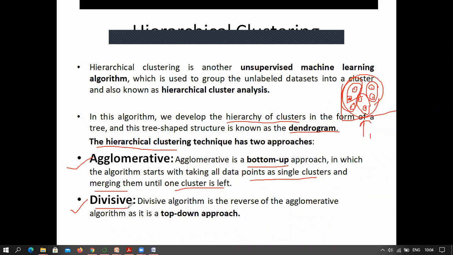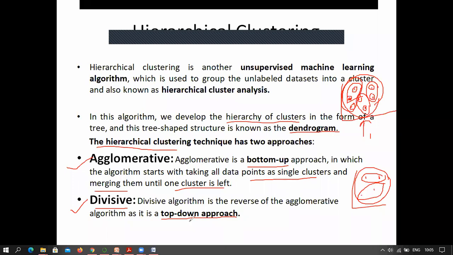Then there is the divisive method. This algorithm is just the reverse of agglomerative. Here, whenever data points are given to you, we assume that all the data points are in one cluster, and then we split that. I'm assuming this is one cluster, then I split it, suppose into two clusters. Then again these clusters are split. This is called the top-down approach, just the reverse of agglomerative.